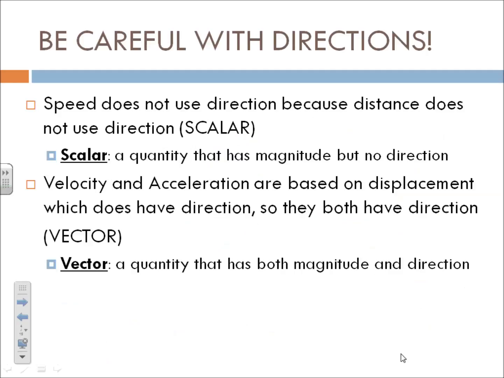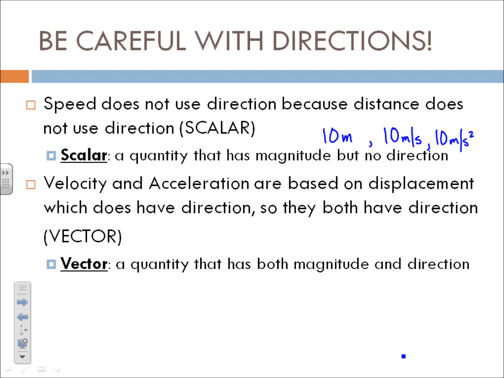All right, so some important notes to make about the directions of these things, all right? Remember, speed does not have direction because it uses distance, all right? And we call these things that don't have direction scalar quantities, all right? So a scalar quantity is one that has a magnitude, a number, but no direction. This would look like something like maybe 10 meters or maybe 10 meters per second or even 10 meters per second squared. None of those have direction.